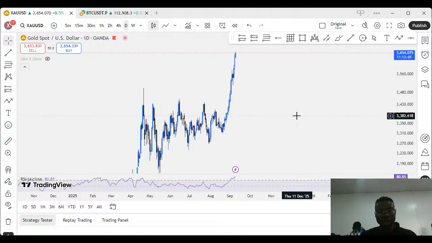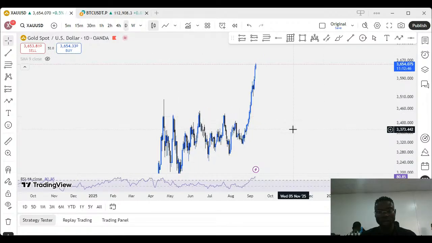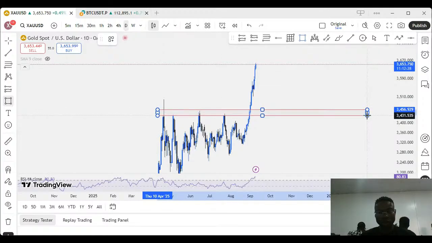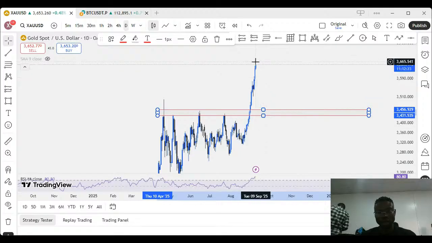Currently, what I'm seeing on the chart is that gold has already done a massive push up. So for a retracement movement, where are we expecting it to come to? According to this daily time frame, which has given us a very clear direction, this place here was acting as resistance before, but currently it's now a support level. As price comes down, we expect it to retest this place before continuing the movement.